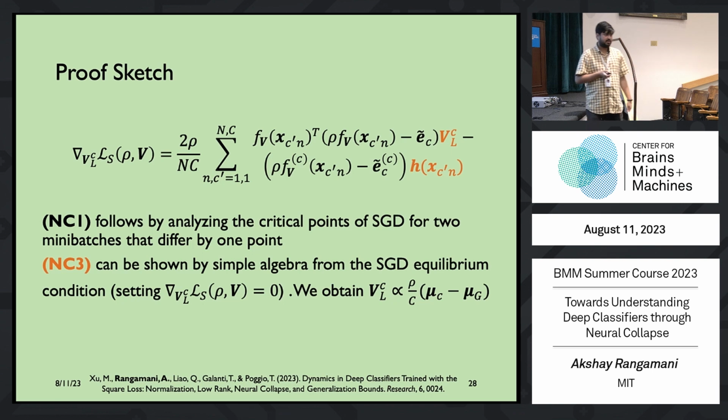And then NC3 follows by setting the gradient to zero. If each of the stochastic gradients needs to be 0, then the overall gradient should also be 0. By analyzing the critical point, the condition where you set the gradient to be 0, you get that the last layer vector, the classifier vector, is proportional to the feature mean vector. So this is the self-duality condition.